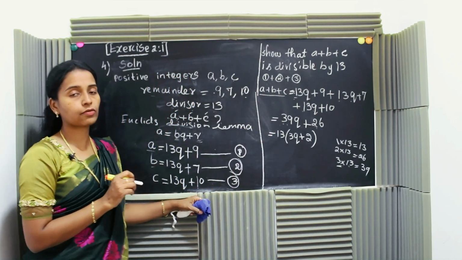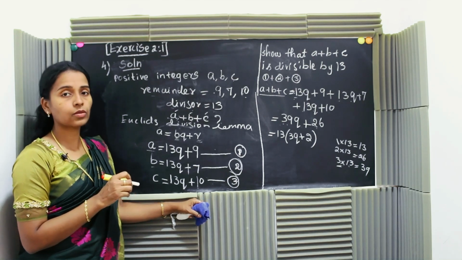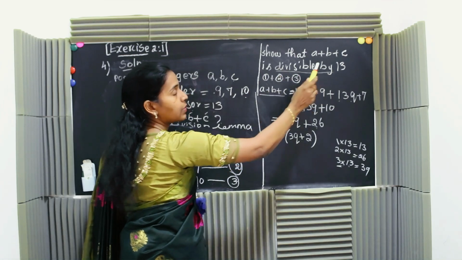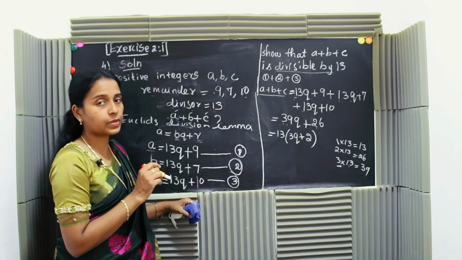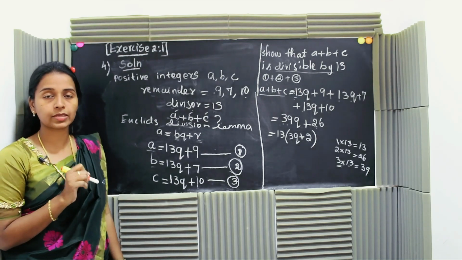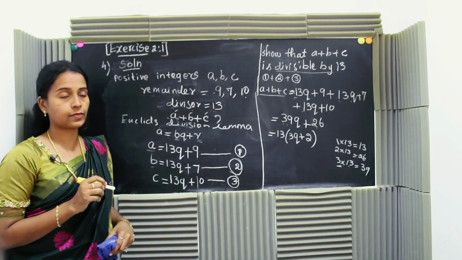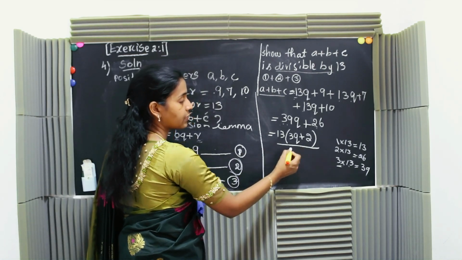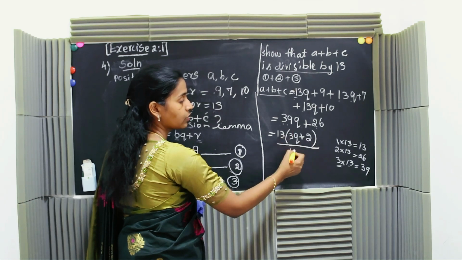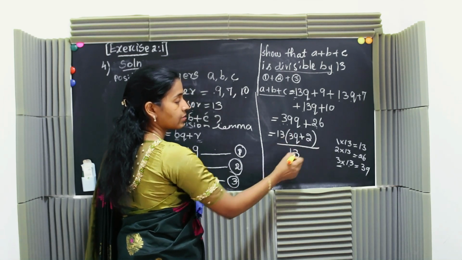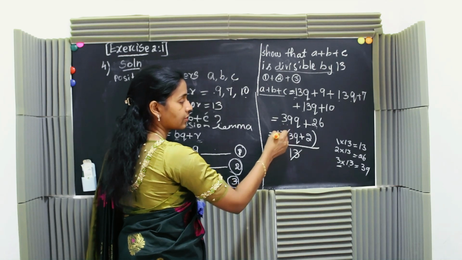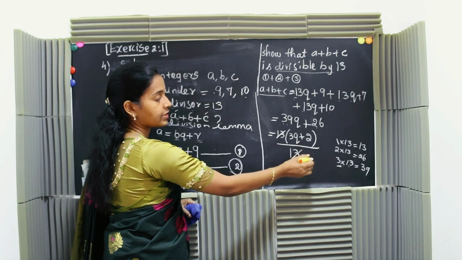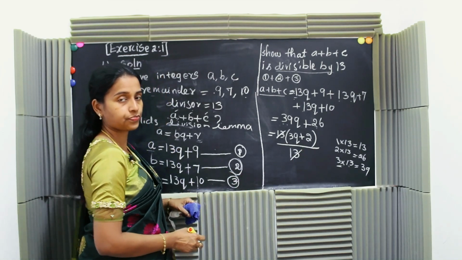We found the value of A plus B plus C, and now what we have to do? We have to check whether it is divisible by 13 or not. Divisible by 13 means it can be divided by 13 without leaving the remainder. That means if I am dividing this value by 13, it can be divided easily without leaving the remainder, right? So in this case, remainder is 0.